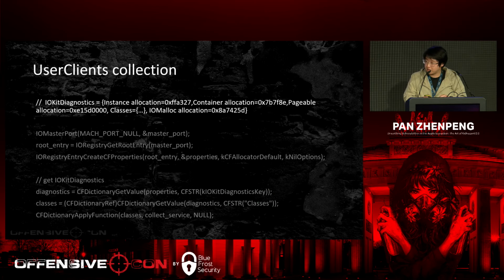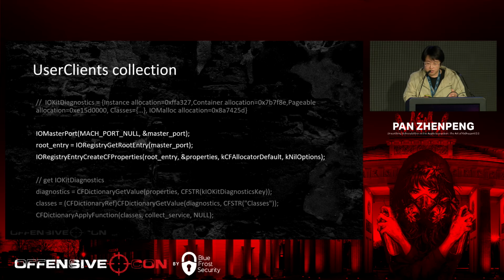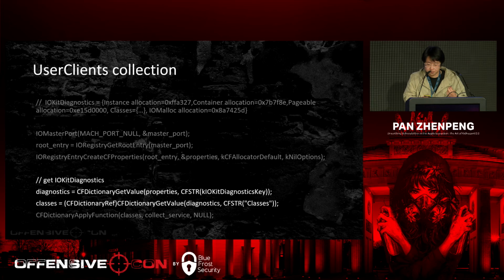For the user client collection part, previously I was using the method mentioned by Brandon Azad, using the IOService iterator. But when I was auditing, I found that some parts were missing with that method. I found an interesting key in the IORegistry entry called IOKitDiagnostics, which is a dictionary. The classes key in this dictionary contains all the IOServices and user clients on the system, even some that are not present due to hardware differences. So I retrieve the master port, get the root entry and then get its properties. I get the classes dictionary and do the same as in the version 1 stage.